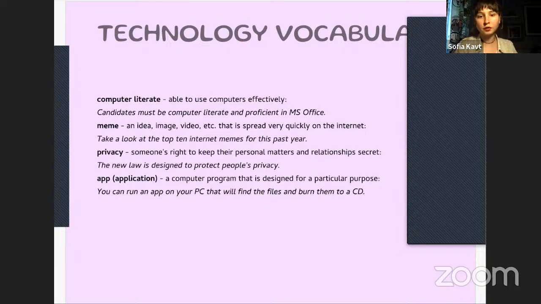Then the next one is everyone's favorite. This is a meme. Again, I don't think that this really requires a very detailed introduction.